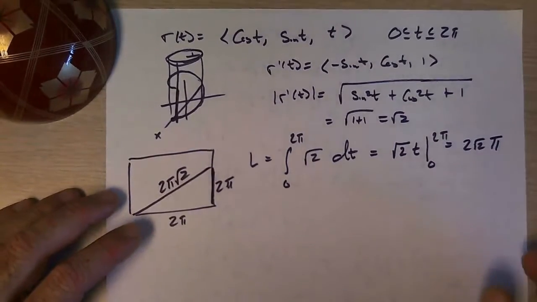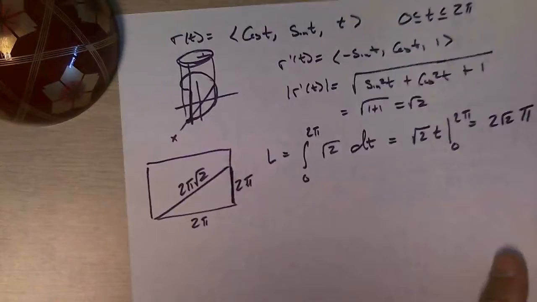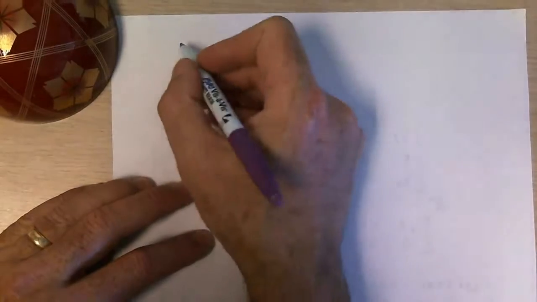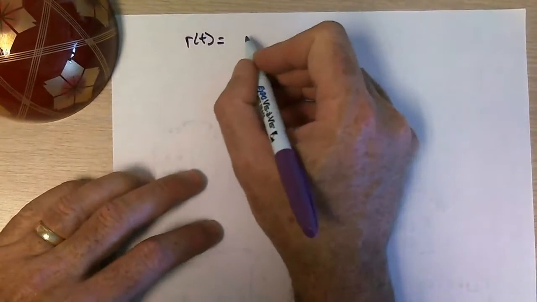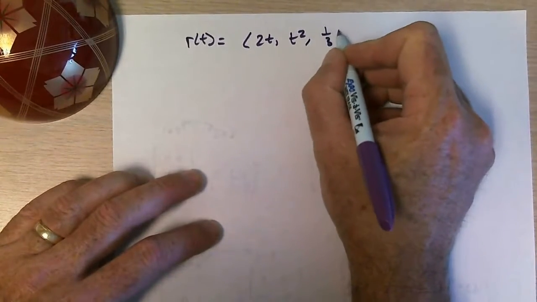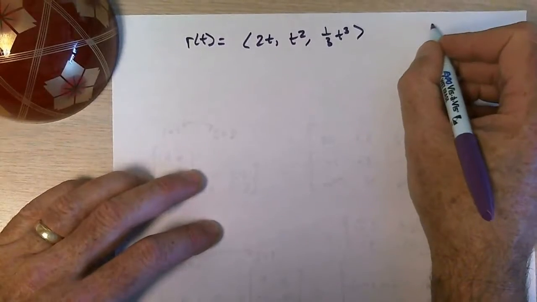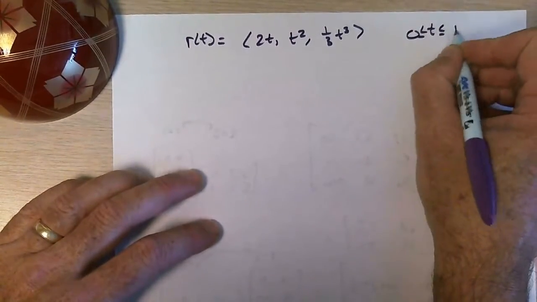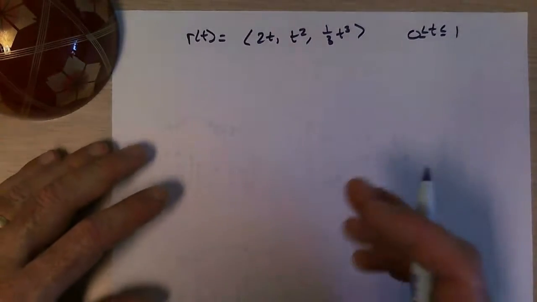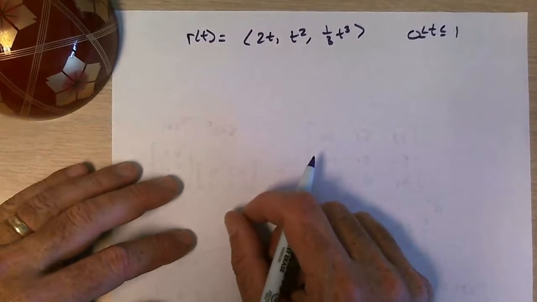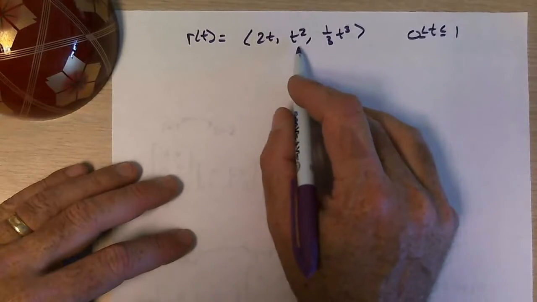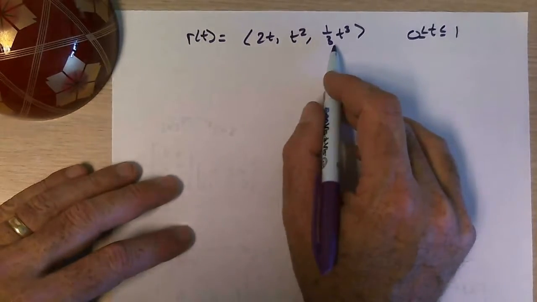Let's do another one where maybe that's the case. I want to do this curve. R of t is 2t, t squared, 1/3 t cubed. This is between 0 and 1. I'm just pulling this one as one of the examples out of, I think it's problem number 2 or something in the homework assignment. But linear in the x direction, quadratic in the y direction, cubic in the z direction.